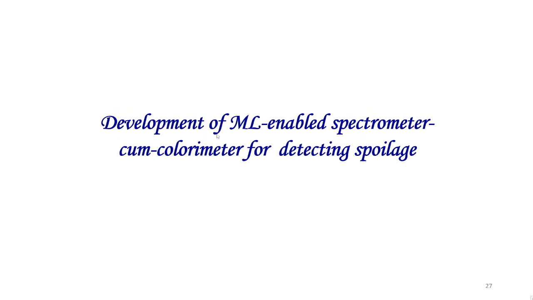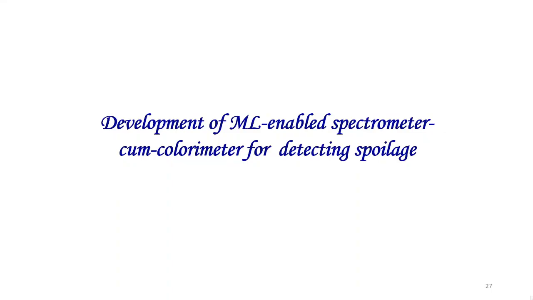Now, development of an ML enabled spectrometer cum colorimeter for detecting spoilage. As I told you, chemometric analysis is basically an analysis where the spectral components are being used. What do you mean by colorimeter? In a colorimeter, generally we are having red, green and blue. That means we are only having 3 color parameters, only 3 spectral components. However, if we can generalize the system so that we can get multiple spectral data, then we will be able to develop a low cost chemometric analysis system in the visible range.